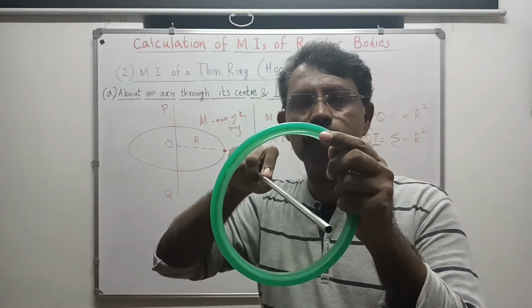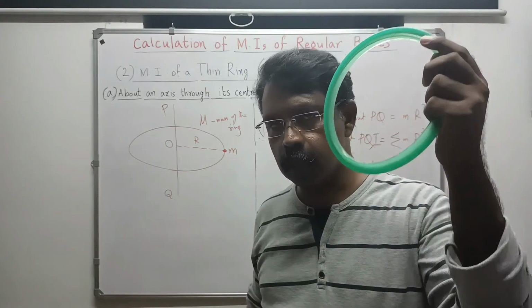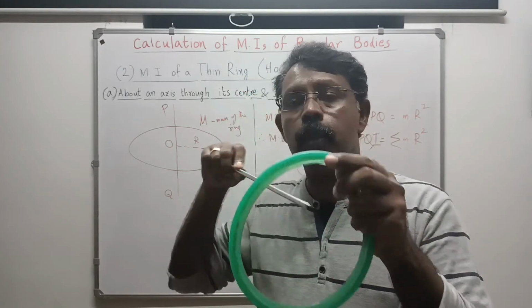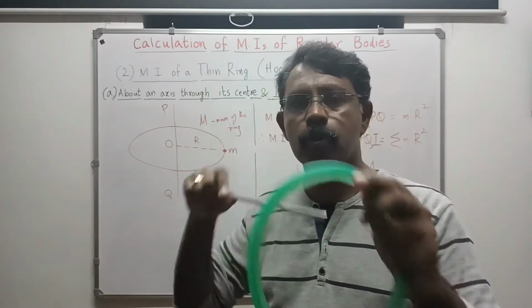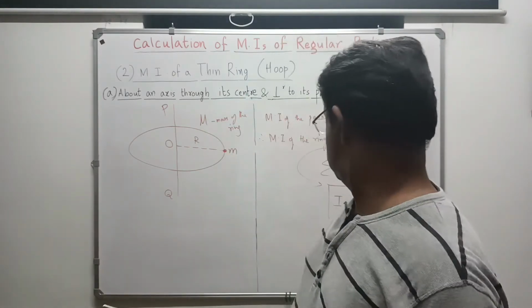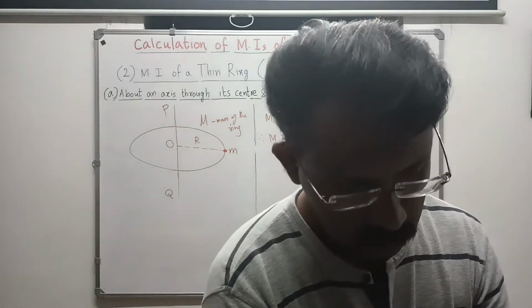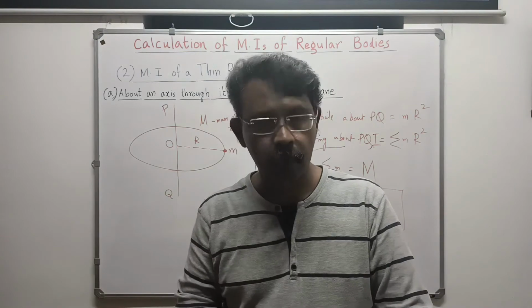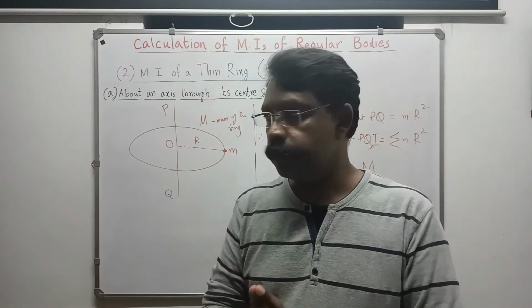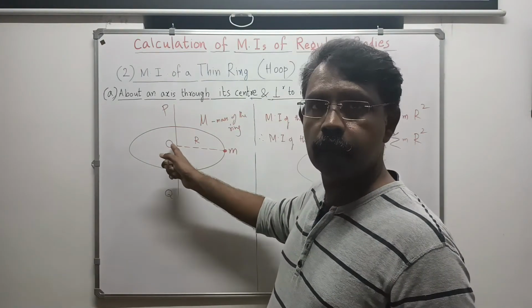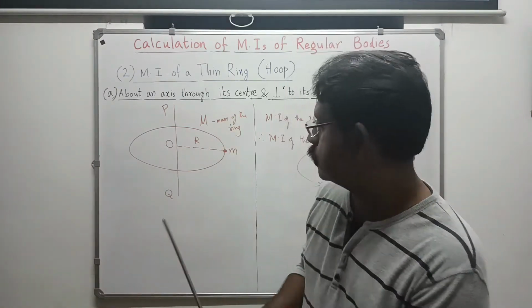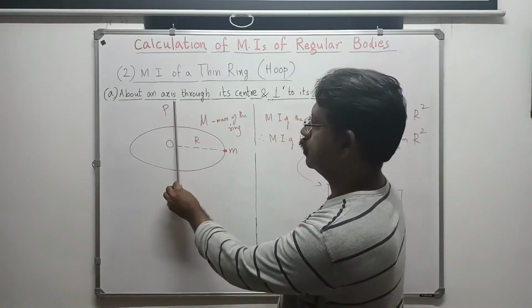So there will be problems like this. You will be given the mass of the ring and the radius of the ring, and you will be asked to find the moment of inertia of the ring about this axis. This will be M r squared. Now we are going to change the axis, just like we did in the case of the uniform bar. Now we have taken the axis to be here. What will be the case if I am taking another axis like this?